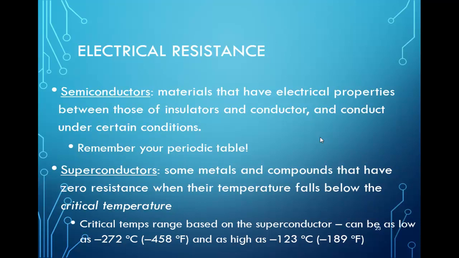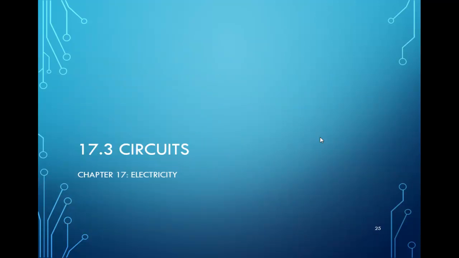Superconductors are some metals and compounds that have zero resistance when their temperature falls below the critical temperature. The critical temperature range for superconductors can be as low as minus 272 and as high as minus 123 Celsius. Okay, that's what we talked about last time. I will repeat this part because it's very important. Ohm's law is very important.